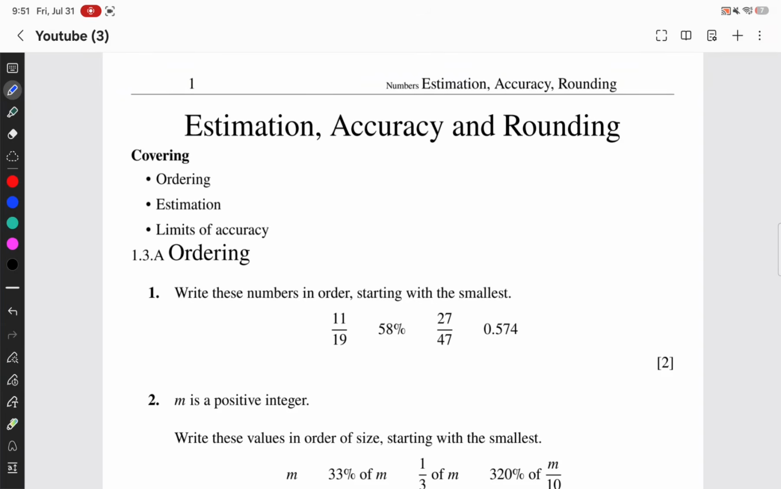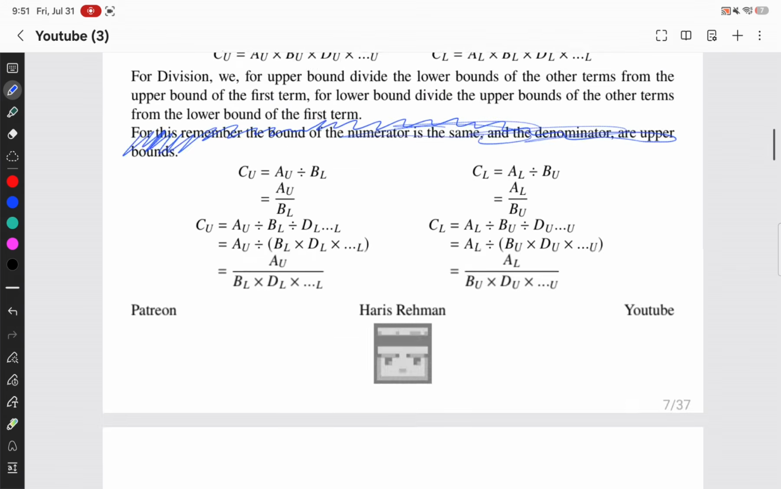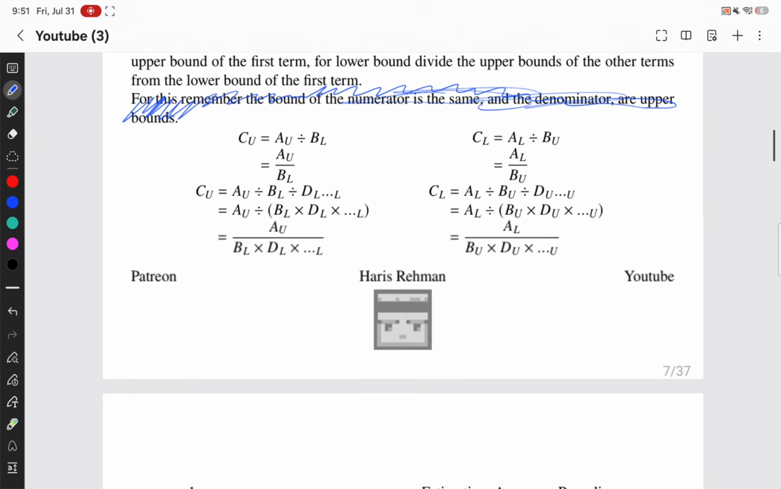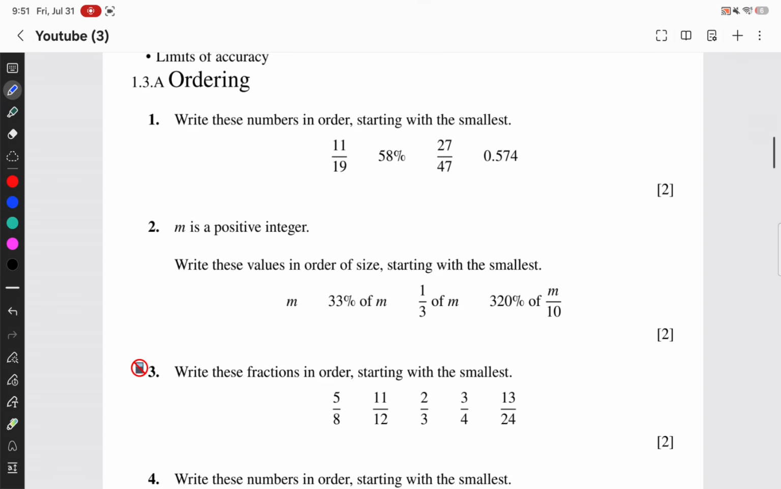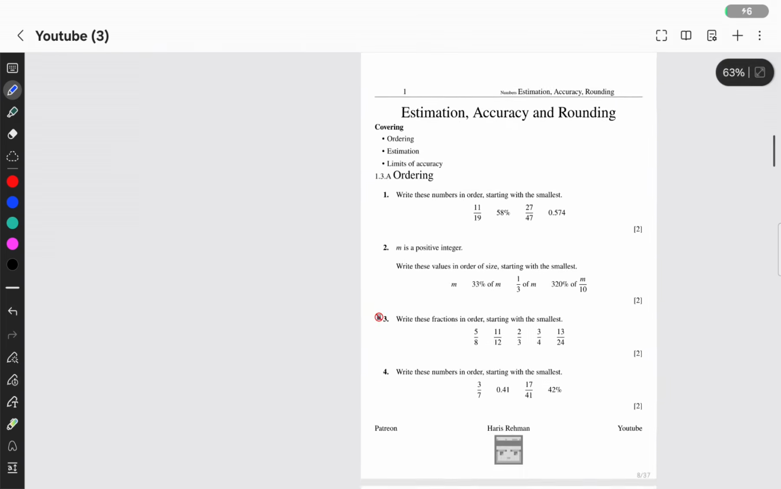So this is the question video for the estimation accuracy and rounding video. In the previous video we did the theory. Now we will do the practice. I will attempt any 3 questions, just so you guys can get an idea of how they work, and then you guys will do the remaining ones.